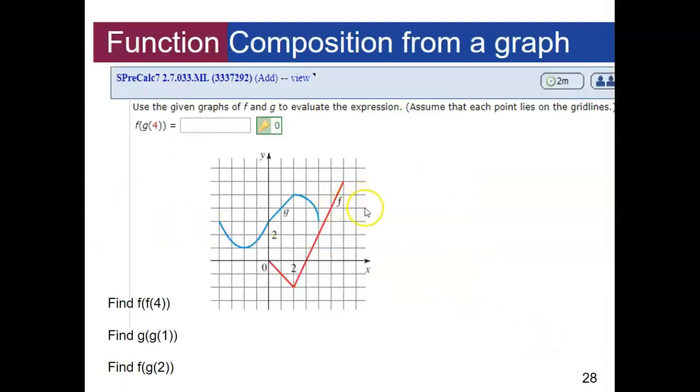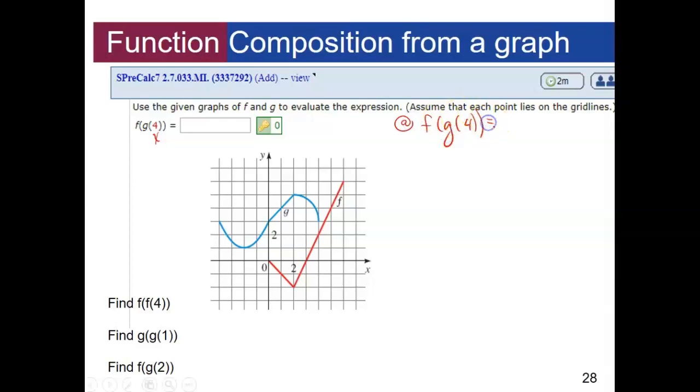Okay, you can do function composition from a graph. So if we look at this graph here, we want to find f of g of 4. So this is going to be my x that I start out with, and I want to read off the g graph first and then the f graph. So I'm going to call this part A here, f of g of 4.